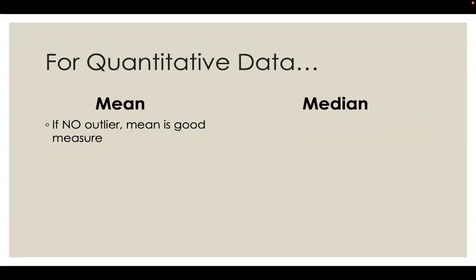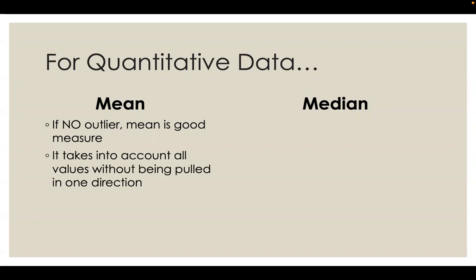Now, an outlier is a data value that is really significantly different from everything else. So if it's way, way lower or way, way higher, that is going to throw things off for the mean. The mean takes into account all of the values without being pulled in one direction. Again, if there is no outlier. So that's what we want. If all of your data is generally in the same range, then you want to use the mean for quantitative data.